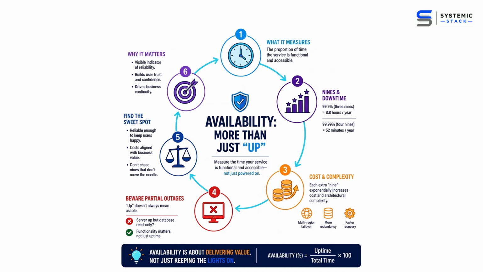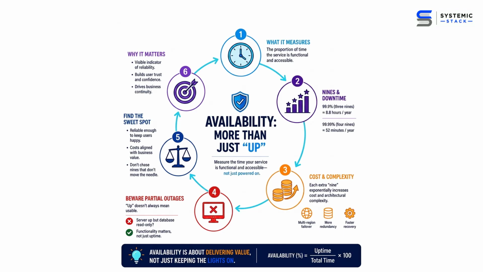99.9% availability sounds great, but it still allows for nearly 9 hours of downtime a year. If you move to 4 nines, you only have about 52 minutes. What matters here is that each 9 you add exponentially increases the cost and complexity of your architecture. You might need multi-region failover, more redundancy, and faster automated recovery.